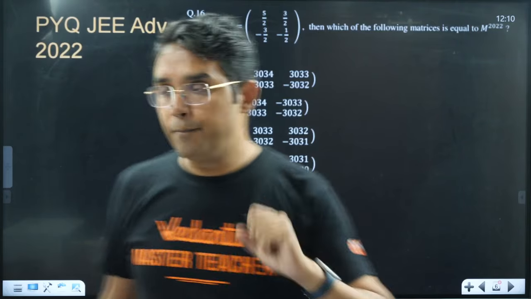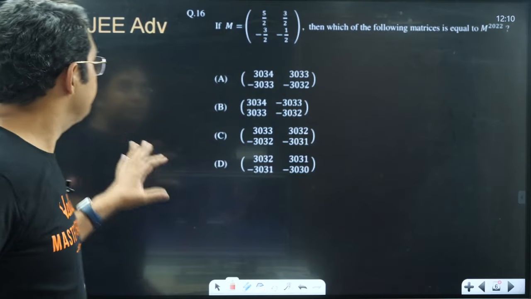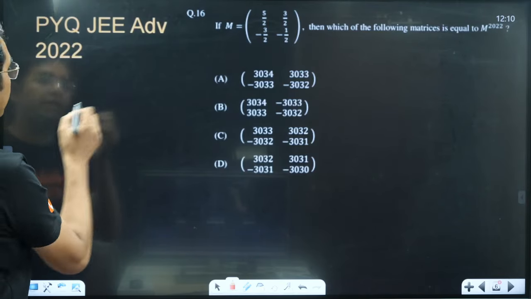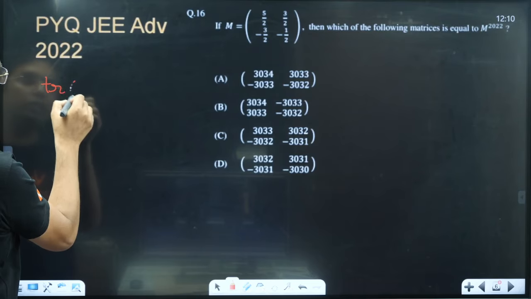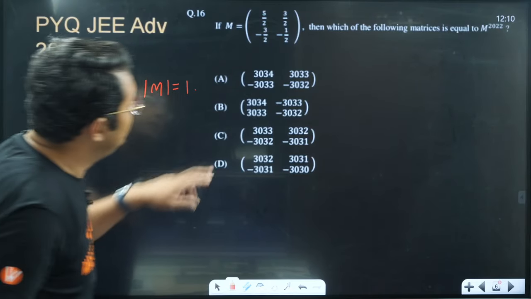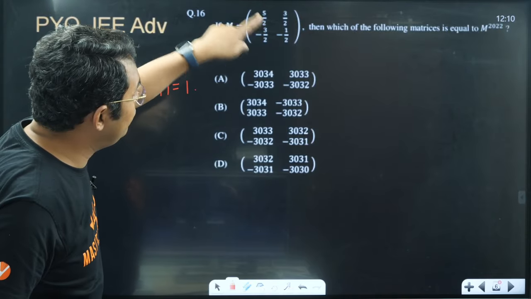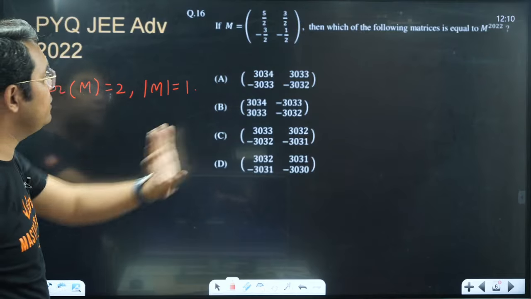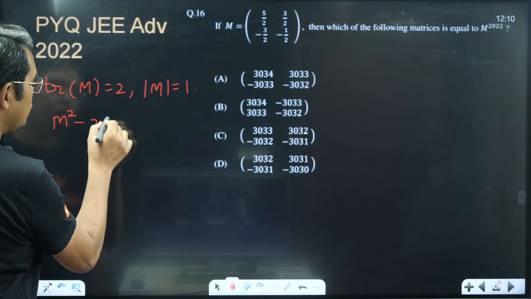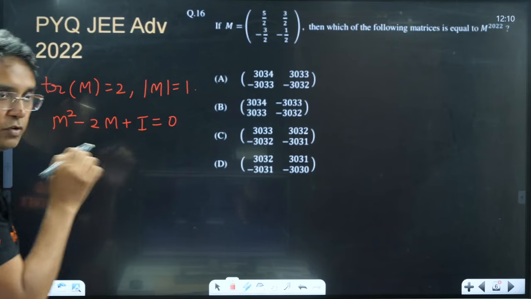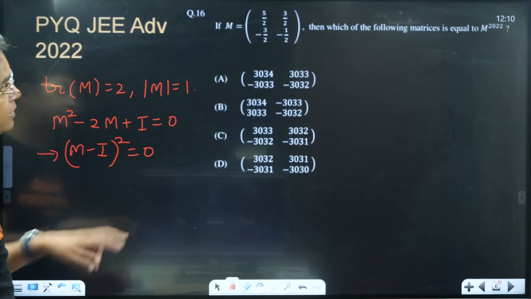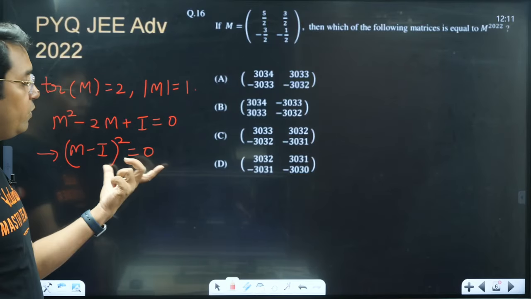Now please see, for this M, I'll write it here. So for this M you can see the trace of M is equal to 2 and the determinant value of M is equal to 1. You can check, the sum of diagonal elements is 2 and the value of the determinant is 1. So its characteristic equation, and then putting M into it, you will get M square minus 2M plus I equal to 0, which means M minus I whole square is equal to 0. That is, if I subtract I from M and take the whole square, you will get the null matrix.